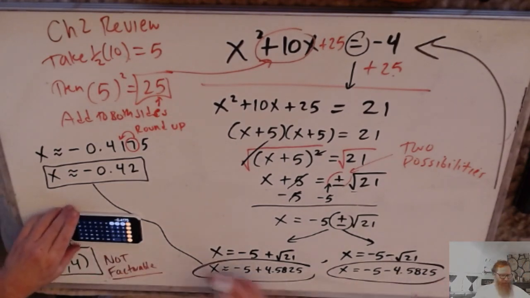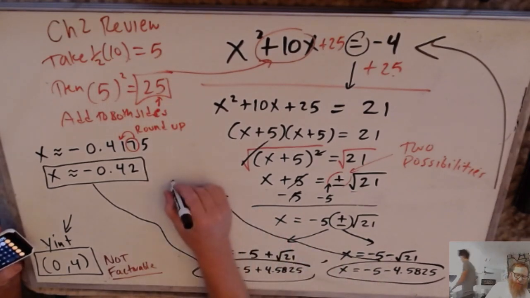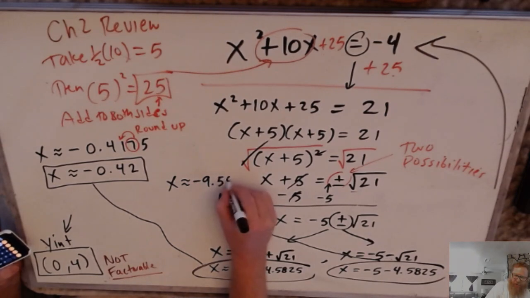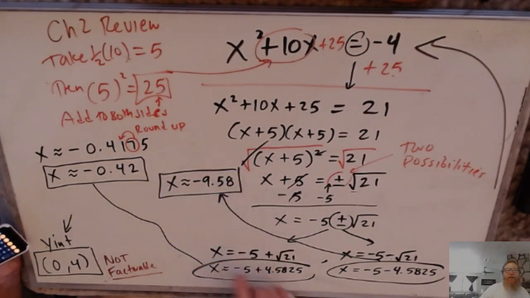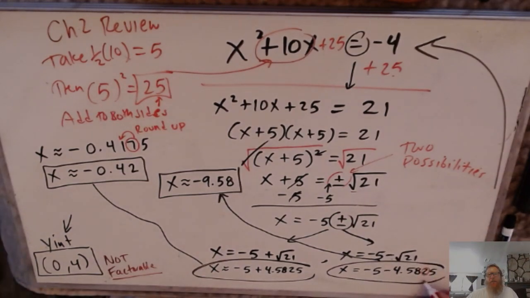All right, and then the other one is going to be right here. That'll be negative 9.58. Again, I'm rounding to 2 decimal places, so I'm looking at the 3rd decimal place. The 3rd decimal place is less than 5, so we're just simply throwing it away if it's less than 5.